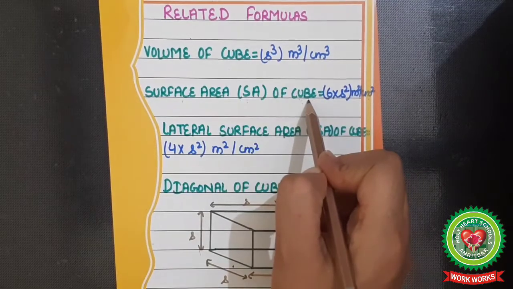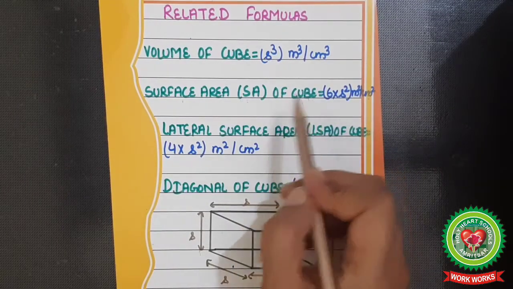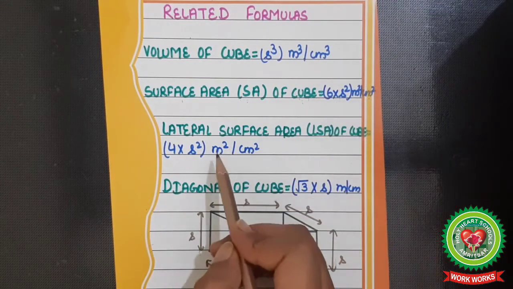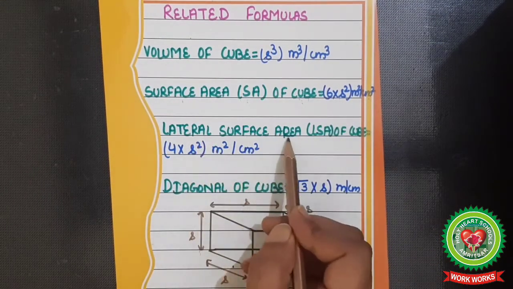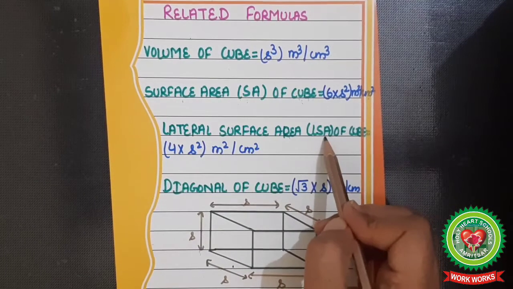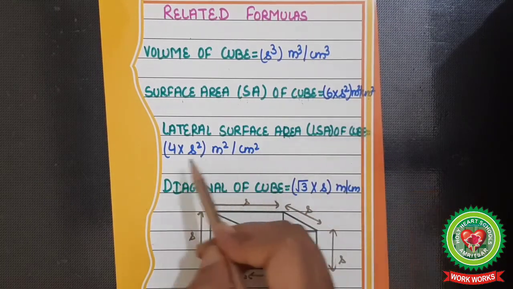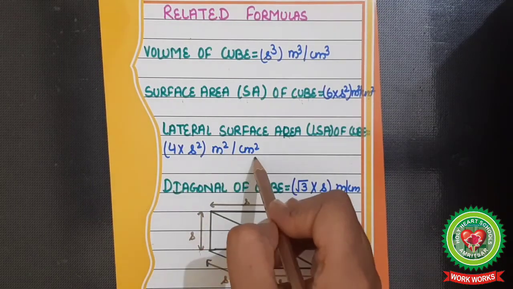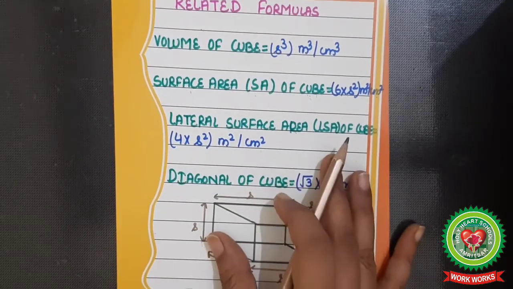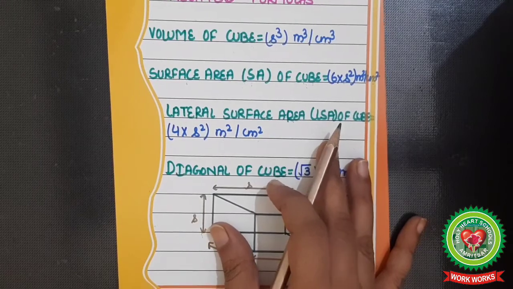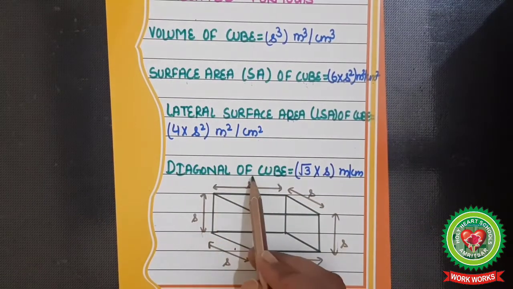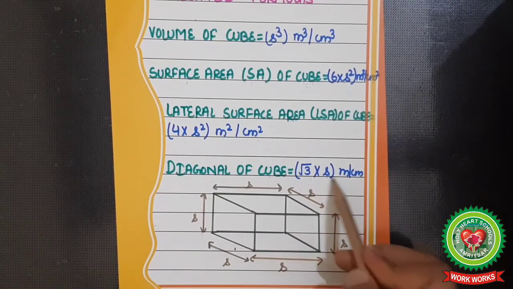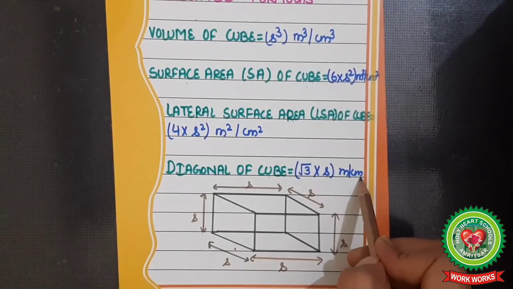Means when total surface area will be asked, we will do it with the same formula. After that, the next formula is lateral surface area, that is LSA of cube, which is 4 into side square, meter square, centimeter square. And the fourth formula related to cube is the diagonal of cube, that is under root 3 into side, meter or centimeter.